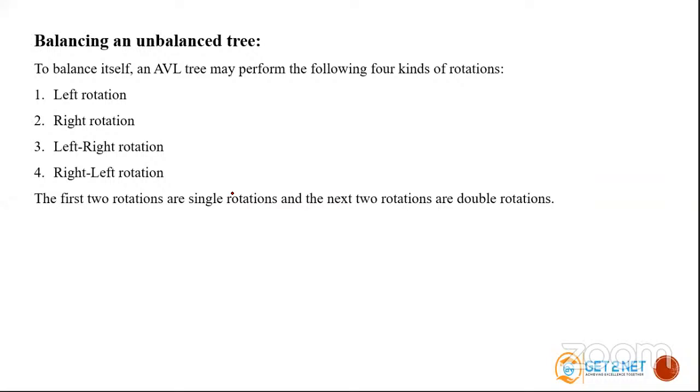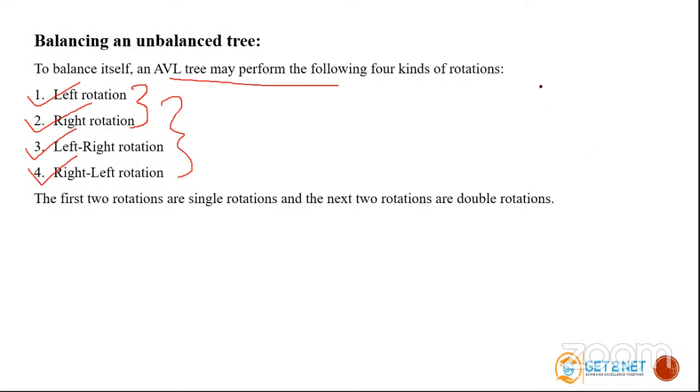Balancing an unbalanced tree. To balance itself, an AVL tree may perform the following 4 kinds of rotation. These 4 kinds of rotation are used to balance an unbalanced tree. First one is left rotation. Second is right rotation. Third is left-right rotation. And fourth is right-left rotation. We will go through them one by one. So these two rotations, left rotation and right rotation, are known as single rotations.